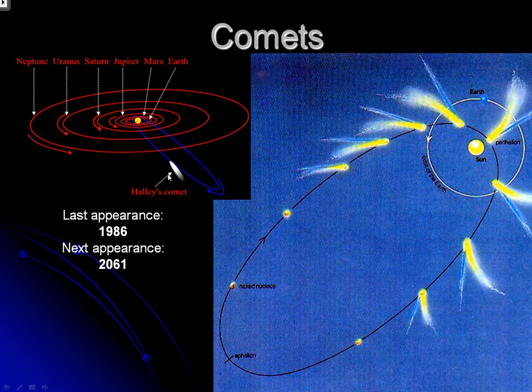Halley's Comet is a famous example. It last appeared in 1986. It will next appear in 2061. It has a period, meaning an orbit, roughly 76 years long.